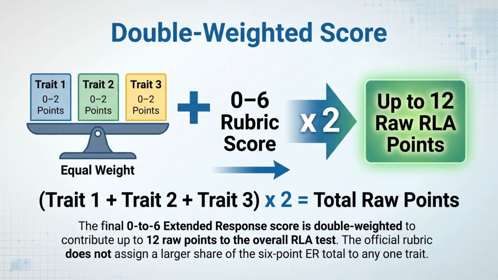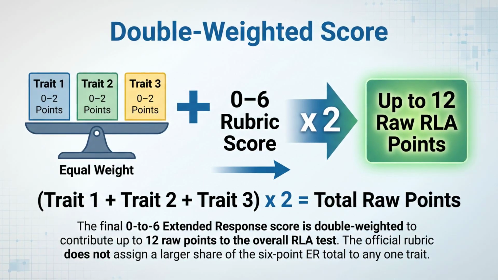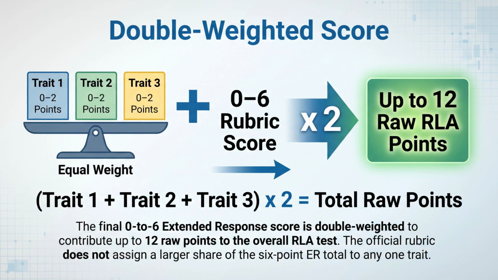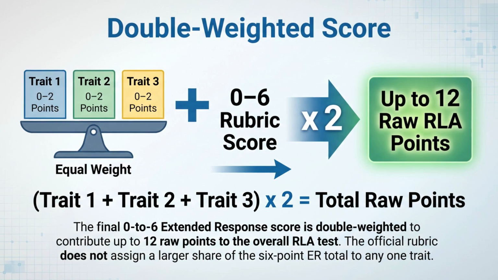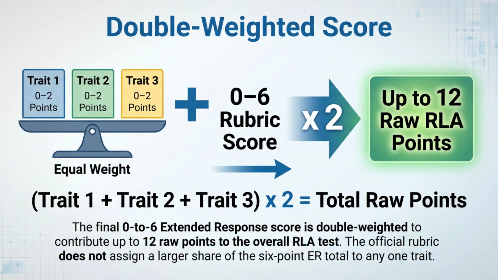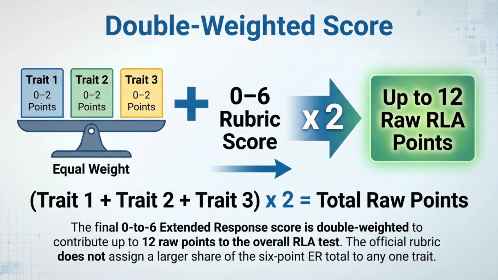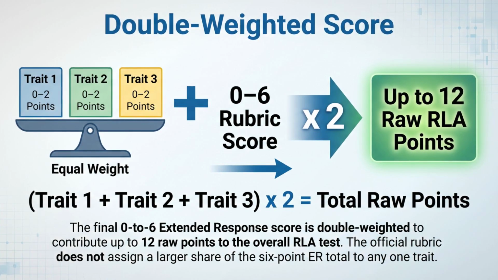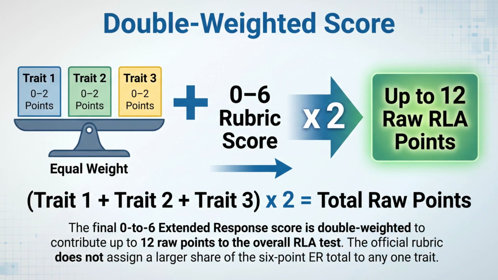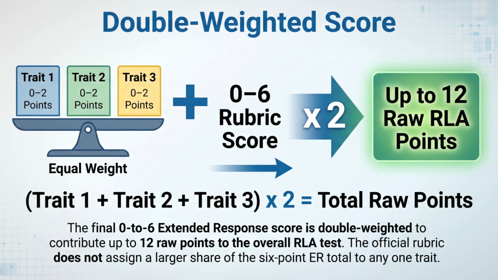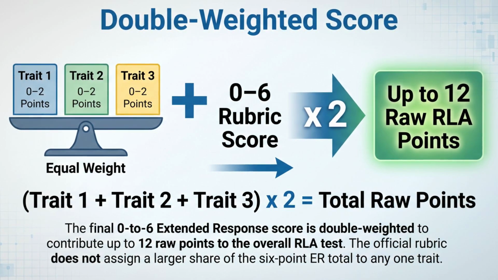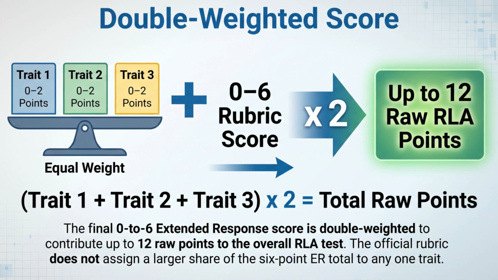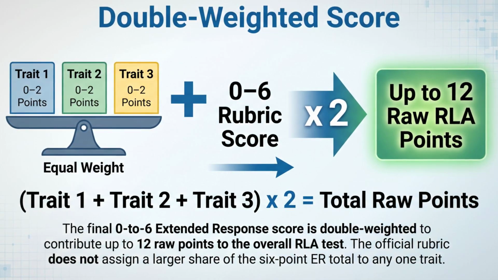The scores from the 3 traits are added for a total from 0 to 6 points. But here's the critical detail. That score is then double weighted. This means your essay can contribute up to 12 raw points to your overall RLA test score. Importantly, the official rubric does not give any single trait more weight than the others. Each one can contribute up to 2 points to your initial score. To prepare effectively, you should focus on balancing your skills across all 3 traits.